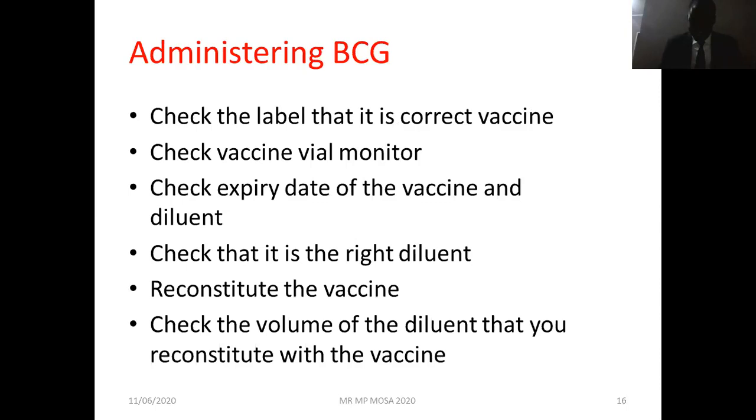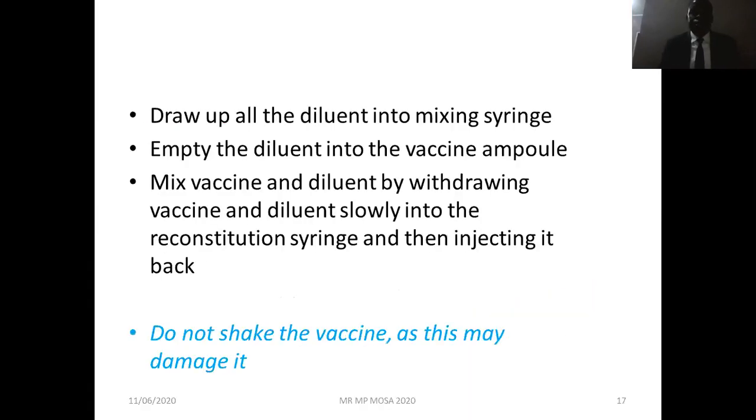So, like I said in the beginning, these vaccines normally come with the diluent in the bunch. So in most cases, we don't use sterile water for injection, but we use the sterile water for injection which comes together with those vaccines. Check the volume of the diluent that you can constitute with the vaccines; they normally give instructions on the ampule of the vaccines as to how much you're supposed to dilute the vaccine. Draw up the diluent into a mixing syringe, empty the diluent into the vaccine ampule, mix vaccine and diluent by withdrawing vaccine and diluent slowly into the reconstitution syringe and then injecting it back.